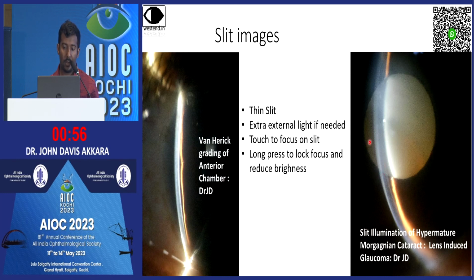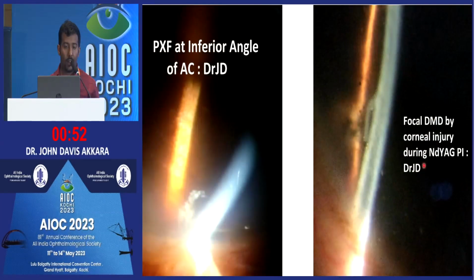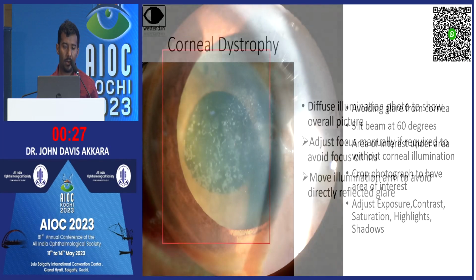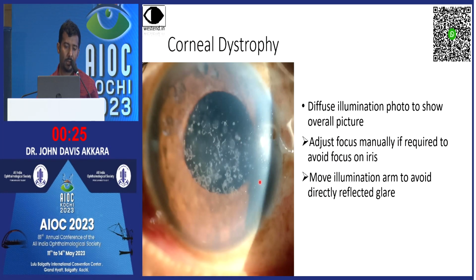You can see the Morgagnian sunken cataract here. And this is some pseudo exfoliation in the angle. This is a focal Descemet membrane detachment with a misguided laser PI. And you can see this area is what you want to focus. You have all this glare and light here. You crop it later. Okay, if you cannot crop it while you're zooming in, crop it later. You edit your images, you get it much better.